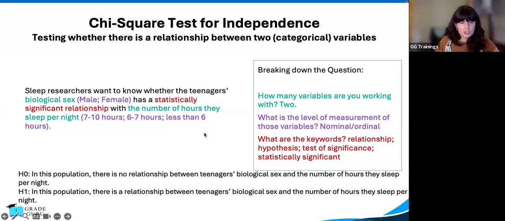Okay, and because you're testing a relationship, that is what appears in your H0. So in this population, there is no relationship between teenagers' biological sex and the number of hours they sleep per night. Why is the H0 that there's no relationship? Again, in this situation, what would you need to prove? What would you need proof to say? If there is a relationship between biological sex and how many hours people sleep, that's what you have to prove. So that appears in the H1. Your baseline is that there's no relationship. Also, non-directional chi-squares, keeping it simple.